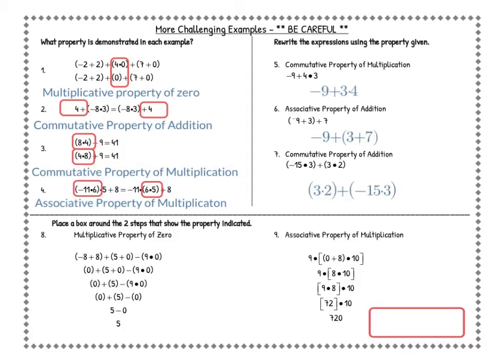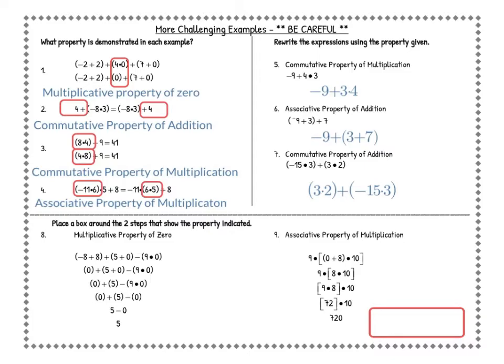How did you do? Were you able to get the answers that I got? Notice that in the first one, it talks about changing the order of only the multiplication, so the 3 and the 4 have to switch places. The second one is the associative property, so I'll be moving the parentheses, which is what I did. And then the last one, I needed to do the commutative property of addition.